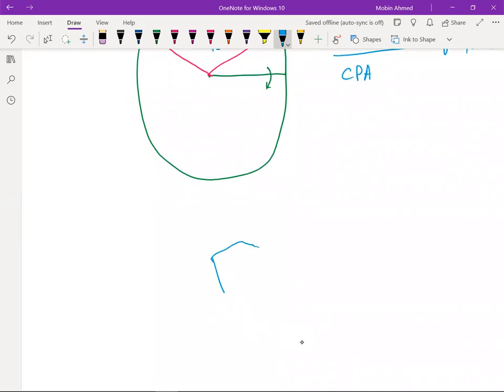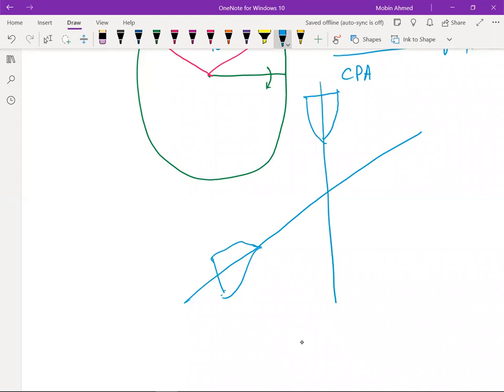Now, I will just tell you about this one. Suppose this is our own ship, and there is one more ship that is going to come from here, like this. Now, the speed is different. Suppose this is running at 15 knots, and this is going to run at, suppose, 20 knots.